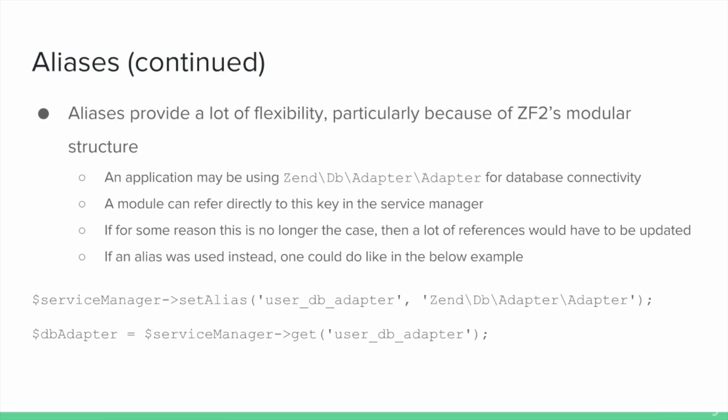So here we add an alias with the name of user_db_adapter, which points to the zend/db/adapter/adapter. When we request our DB adapter from the service manager, we'll just use our alias, and it can return the actual database adapter. It should be clear that we can always change what the alias points to, and we don't need to change all of the places in our code where we refer to our database adapter.